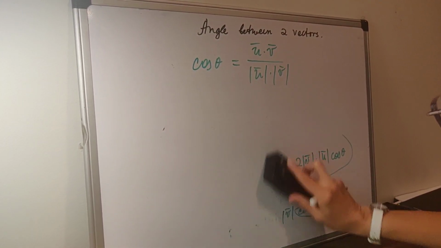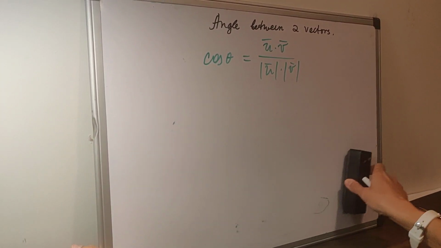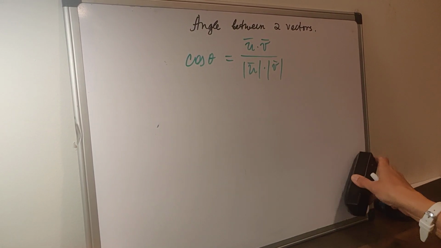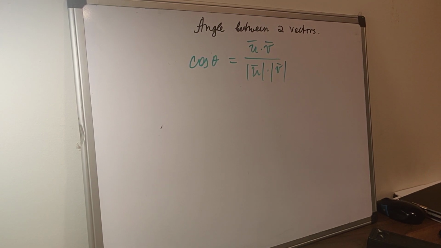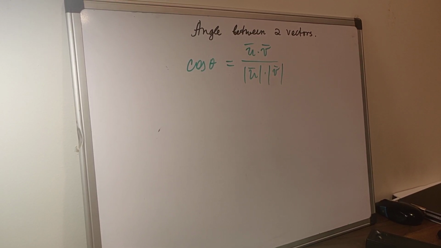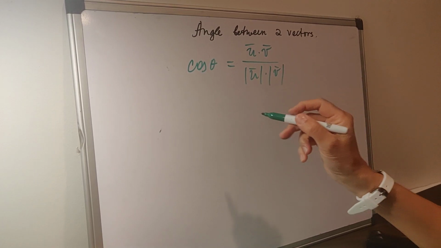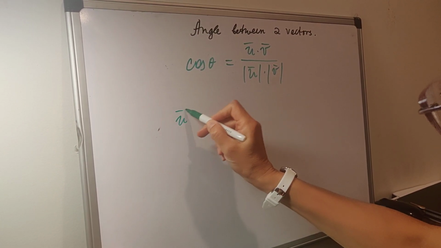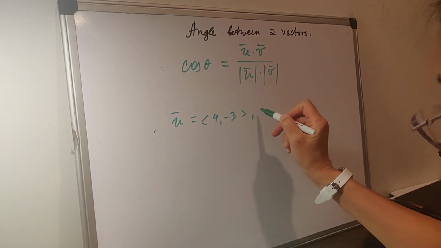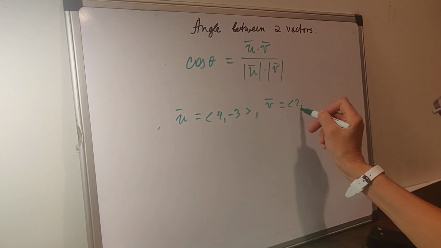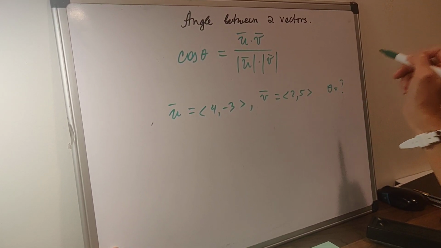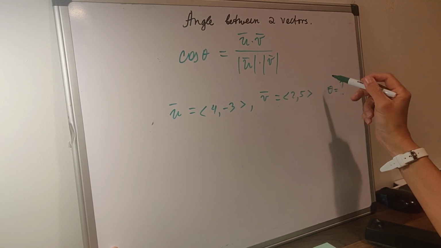So why is it important to know cosine? It's important because we want to know how the vectors are connected in space, how they look. I'm going to give you one example and then I'll ask you to solve one problem on your own. My example is vector u equals (4, -3), vector v equals (2, 5). And I'm asking you, what is angle theta? Or at least what is cosine of theta?